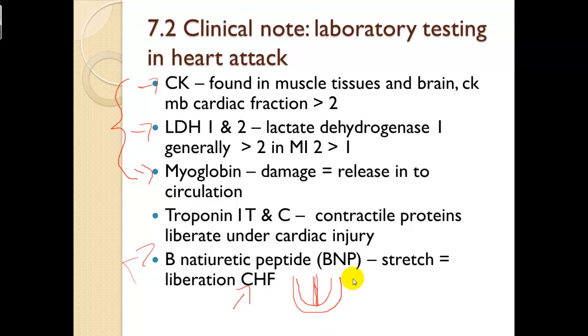So if you have a gigantic muscle wall because of hypertrophy and hypertension, this is going to cause a stretching of this muscle tissue. If that is the case, then you're going to get these stretch receptors releasing their material. The material that they release is something called BNP, or brain natriuretic peptide. If there's a high BNP level, then that is suggestive of, gosh, the ventricles have stretched beyond their means, and this person might be in congestive heart failure.